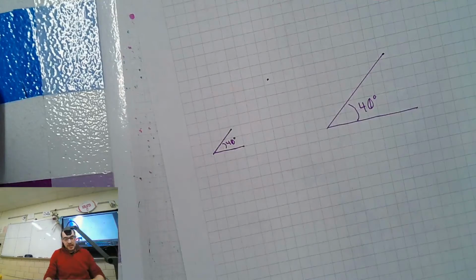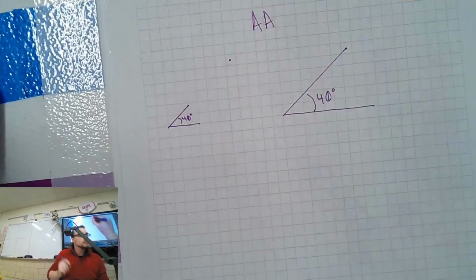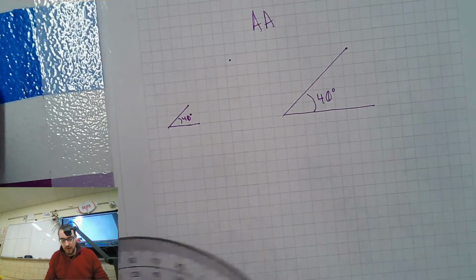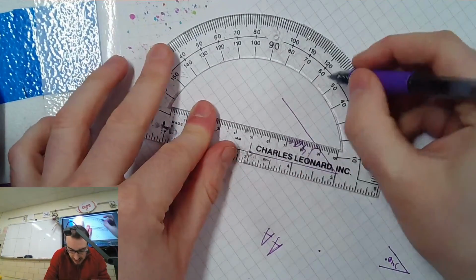So that's 40, and that's 40. What other angle do you want me to make? Because we're checking 2 angles. We're checking double A. 80. All right, so I'm going to make an 80-degree angle. Here's 80.